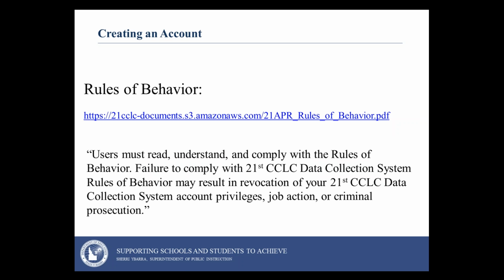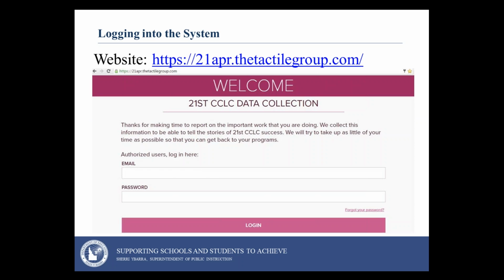Now, users must read, understand, and comply with the rules of behavior. Failure to comply with the 21st CCLC Data Collection System rules of behavior may result in revocation of your 21st CCLC Data Collection System account privileges, job action, or criminal prosecution. Each year, you will be required to read the rules of behavior and sign that you have done so. And of course, right here I've provided the web link in case you want to see it in PDF form, but when you log on to the system, it'll make you do it on its own.